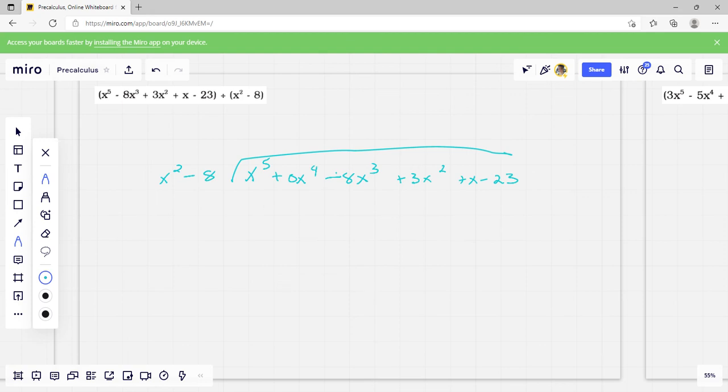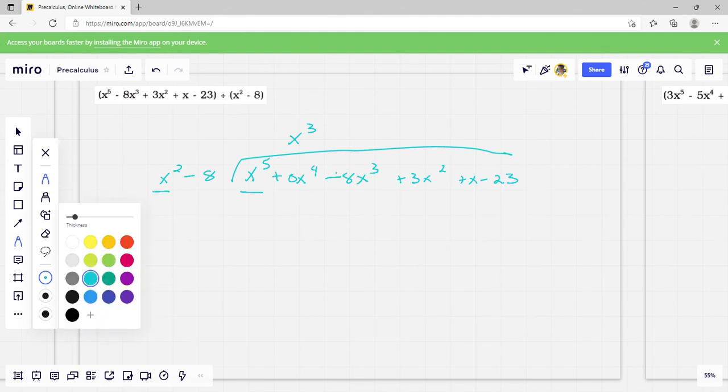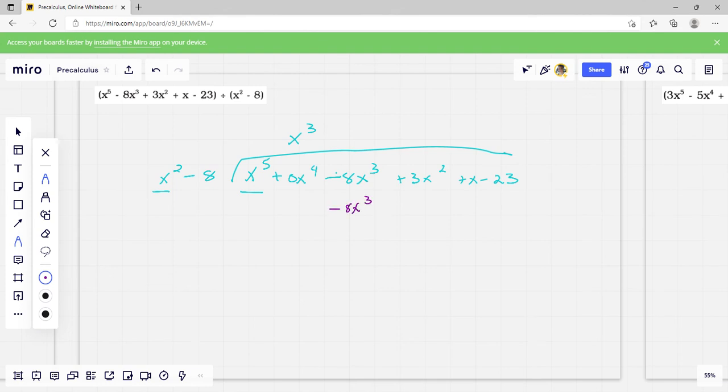Okay, so first thing I need to do is figure out what do I have to multiply. x squared times something makes x to the 5th. That would be x to the 3rd. My next step is to multiply. I need x to the 3rd times negative 8, which would be negative 8x to the 3rd. And I'm going to put that under my third term, right? So I need like terms together. x to the 3rd times x squared is going to be x to the 5th.